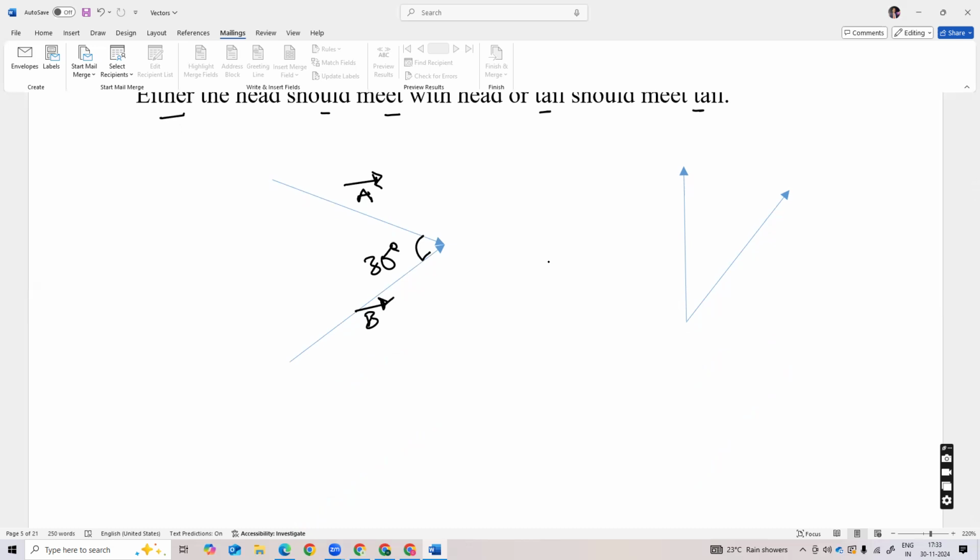And let's consider another case. There is vector C and vector D, and let's say the angle is 10 degrees. Since the tail of one vector is meeting with the tail of the other vector, we can say that this angle is 10 degrees.